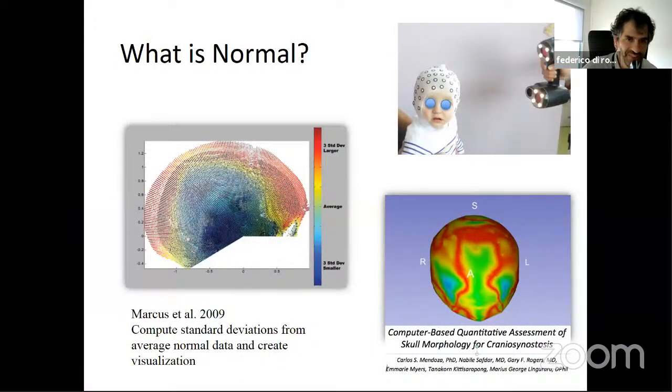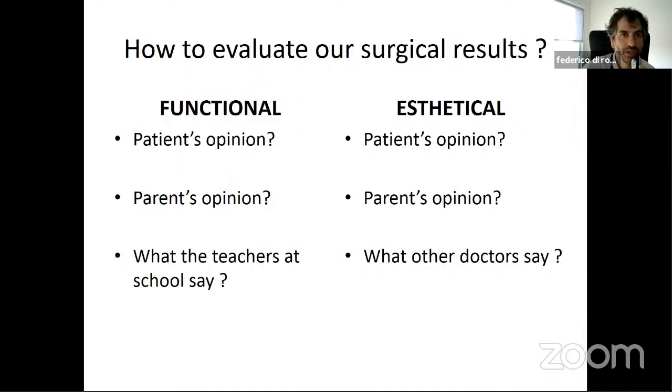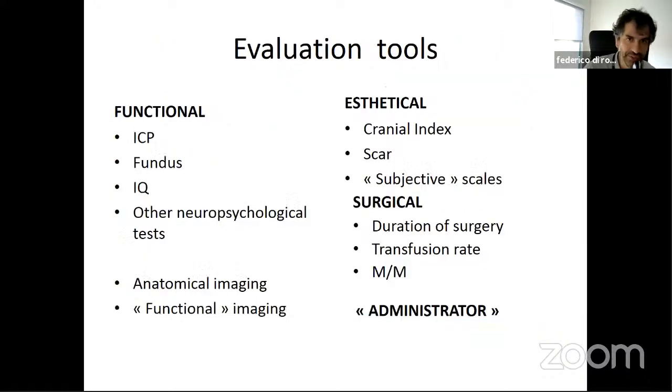And also, there is a problem that we don't actually know what is normal. So we like to say we normalize the skull growth and the growth of the child, but we don't actually have the normal norms to say that from a scientific point of view. So how do we evaluate our surgical results? In most of the cases, we ask the patient, if he's old enough, or the parents, are you happy? What do you think? What do our fellows, our colleagues say? And sometimes we ask, how is he doing at school? What does the teacher think, is he happy, and so on? So you see, in most of the cases, it's a very limited evaluation that has not much scientific value.